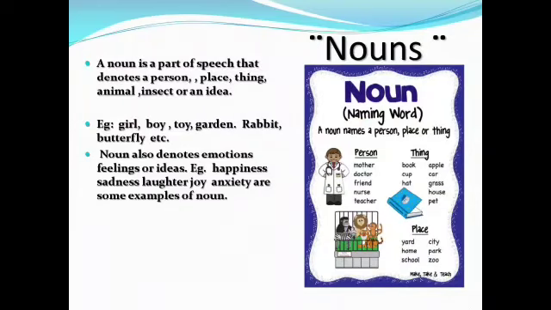Now we are going to learn about each of them. So we start with noun. Now what is a noun? A noun is a part of speech that denotes a person, place, thing, animal, insect or an idea. Some examples of nouns are girl, boy, book, pen, pencil, eraser. All these are nouns. Nouns also denote emotions, feelings or ideas. Example: happiness, sadness, laughter, joy, anxiety are some examples of nouns.